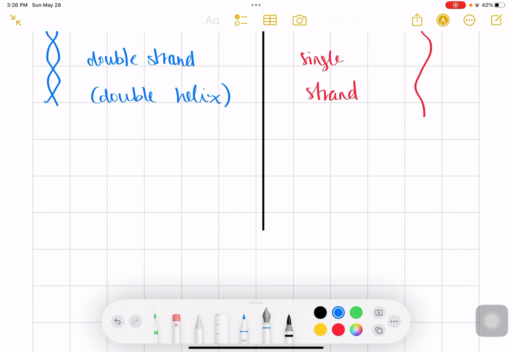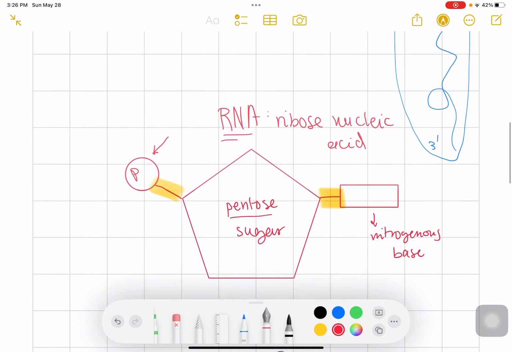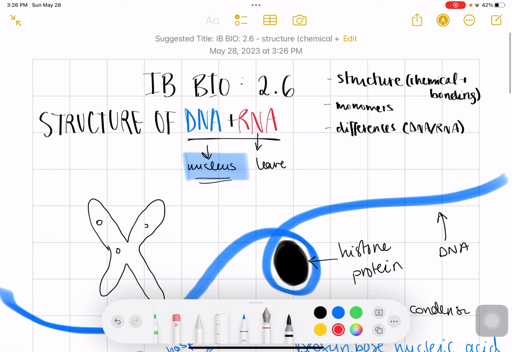DNA, as we said, has base pairs A plus T and C plus G. Meanwhile, RNA has A plus U, C plus G. Lastly, we have the sugar, which is deoxyribose in DNA, and here we have ribose sugar. So those are important to know.